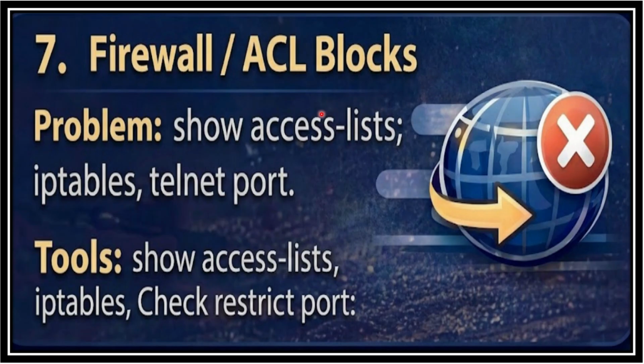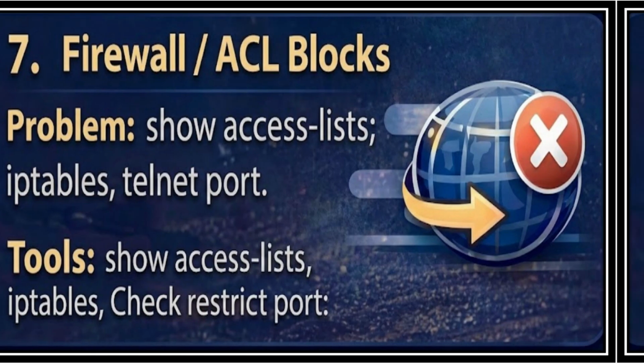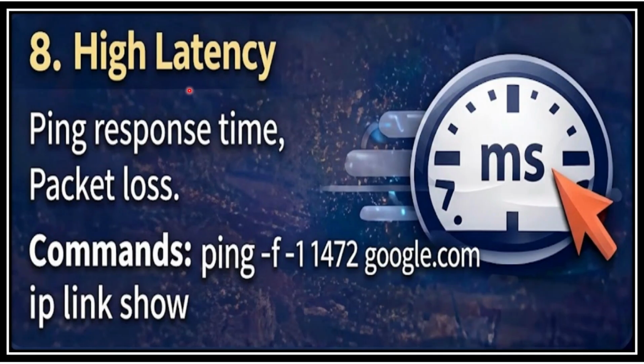Next is firewall or ACL block. You may have a problem in your network where your firewall, or any ACL you have created, is blocking some networks or some IP addresses. For that you can check show access-list, and you can check iptables in your firewall. You can check the allow or restrict lists.